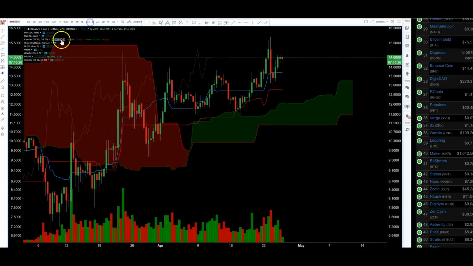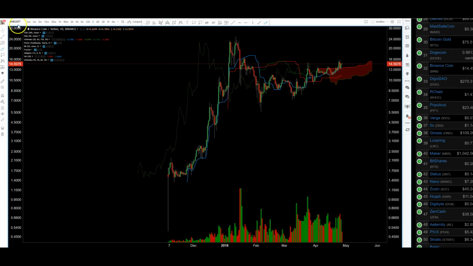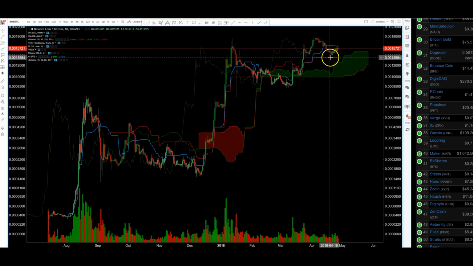Binance Coin looks fine for trend, but nothing I want to get into here at this level. Let's go to BNB BTC. Same thing here. Trend looks okay. Nothing I want to get in on at this level.